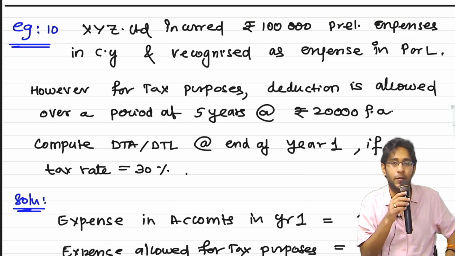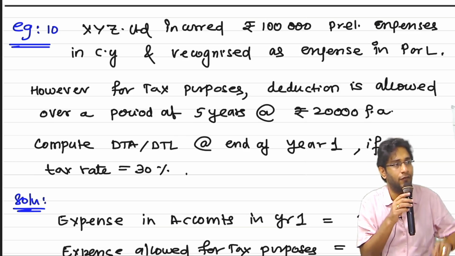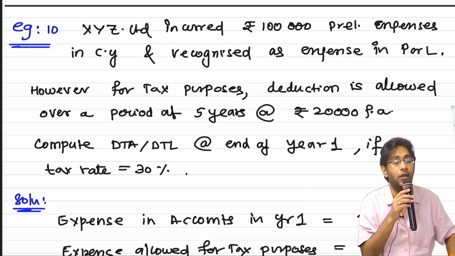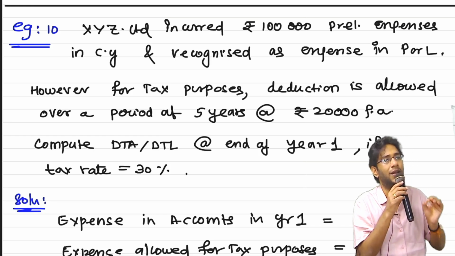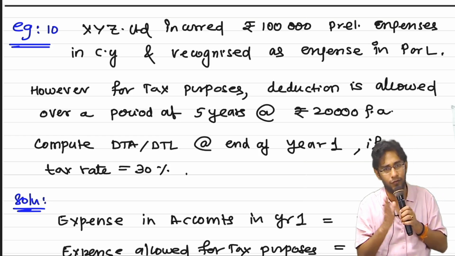So how much extra tax did I pay? 80,000 into 30%, 24,000 extra tax I paid. But in future he is going to allow this, no? So 24,000 rupees I have to go and create a DTA. Answer is that. Answer is create a DTA to the extent of 24,000.